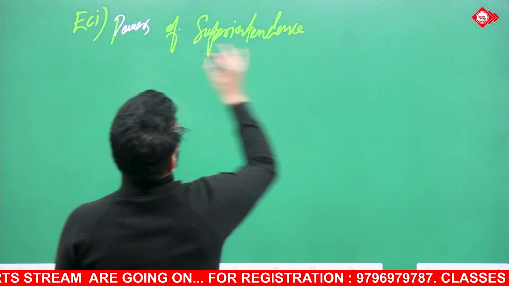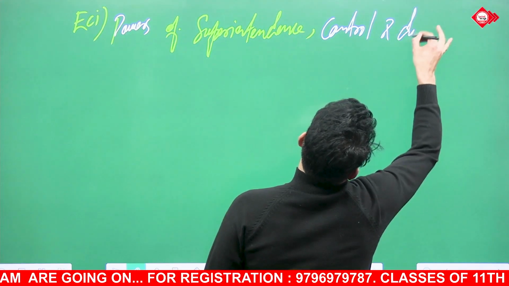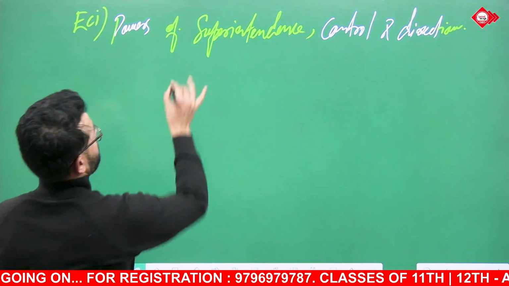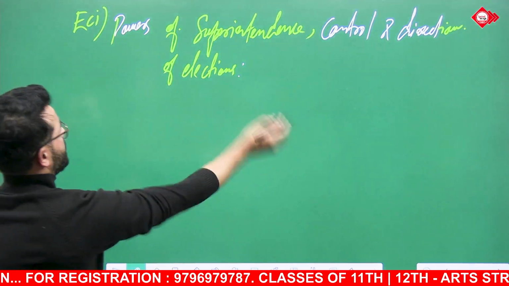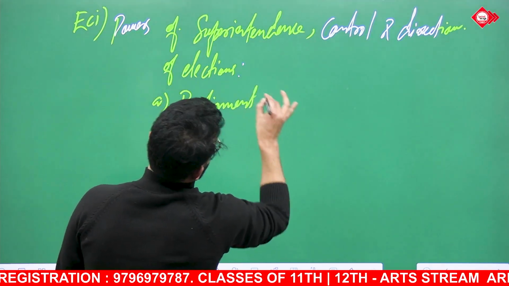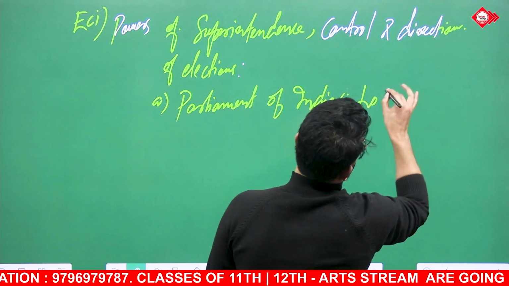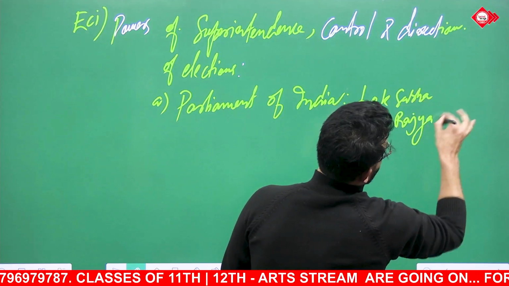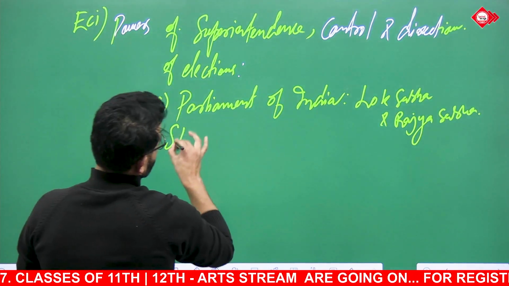So it has the powers of superintendence, control, and direction of elections. Direction of which elections? This is important that you understand this. Firstly, elections to the Parliament of India. It includes elections to Lok Sabha and Rajya Sabha. अभी तक समझ आ रहा है? Easy है ना? Fine. Then second we have state elections.